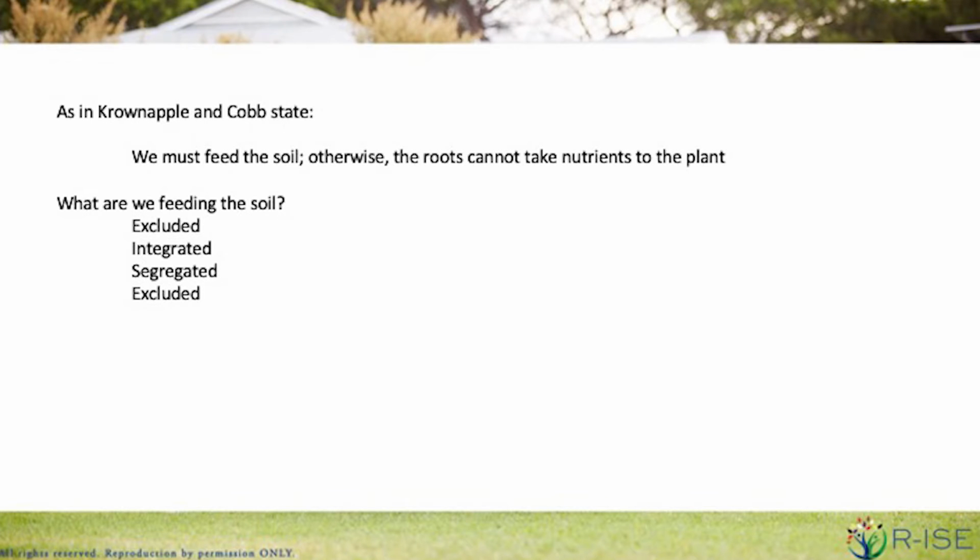First, as Crown Apple and Cobb state, we must feed the soil. Otherwise, the roots cannot take nutrients to the plant. So what are we feeding the soil within our schools? Are we excluding the plant, the roots? Have we integrated? Have we segregated? Or have we excluded the nutrients that our plant needs in order to grow?